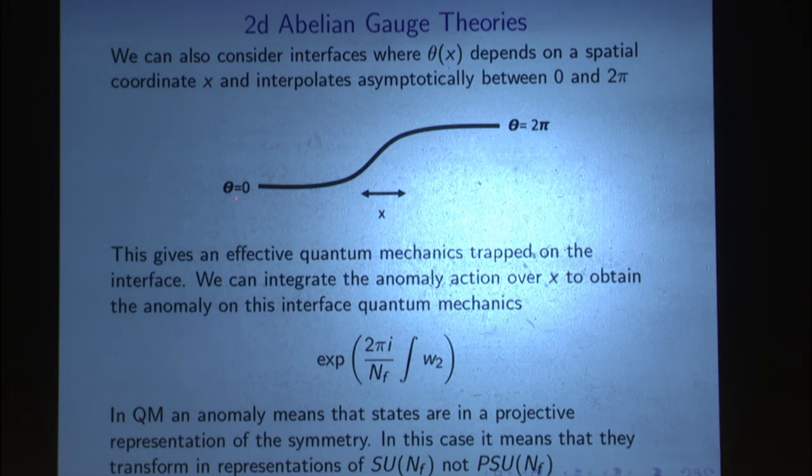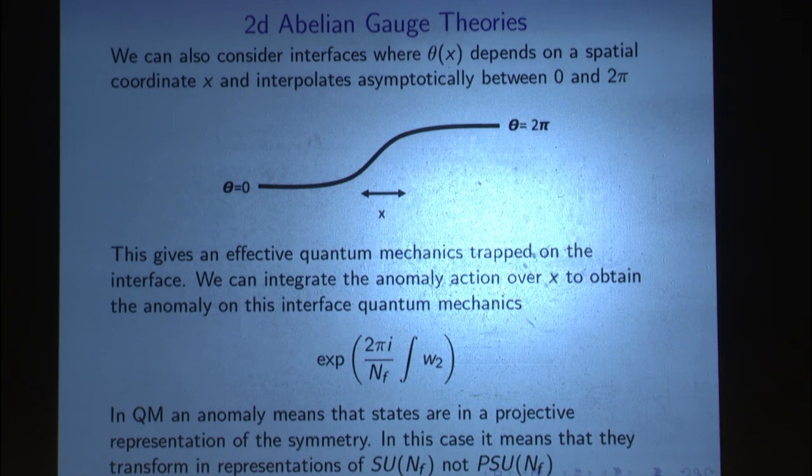So like I said, the theory is generically gapped for generic theta. So we can isolate some effective quantum mechanics at low energies in this situation. And we could try and compute what its anomaly is. We do that by integrating the anomaly action. And we find this term.